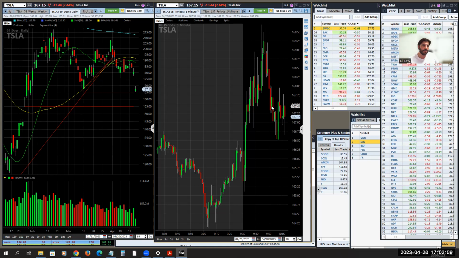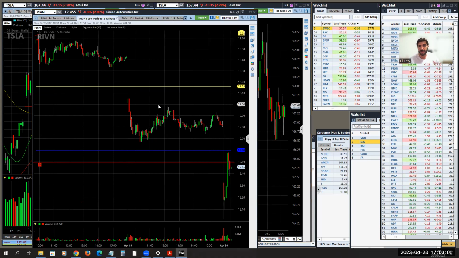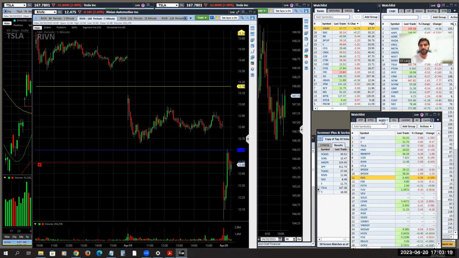I'm going to show you one more move here, which was very interesting for me. You guys remember Rivian, right? I told you when I trade the automobile industry, I look at the other stocks, right? For instance, I'll go right over here, and I've got my autos. They're all set up already. Boom, every single one of my autos. I see what's going on. So Rivian, I like to trade Rivian.